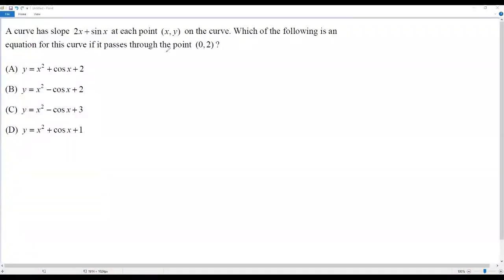Here I have an AP Calculus AB problem. Okay, let's go to the question. Your curve has slope 2x + sin x at each point (x, y) on the curve. Which of the following is an equation for this curve if it passes through the point (0, 2)?